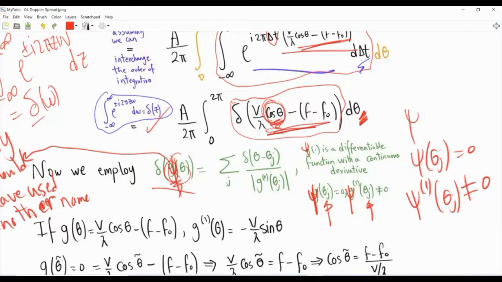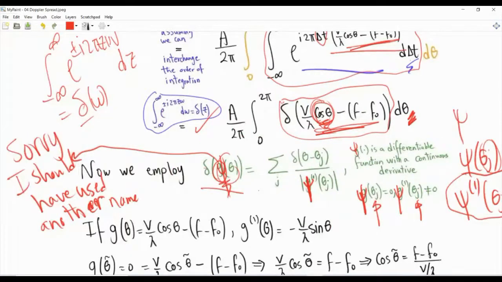If all these conditions are satisfied, then delta of psi of theta can be written as a sum, because maybe the function is equal to 0 at several theta j's. It is a summation of Dirac delta of theta minus theta j, divided by the first derivative of the function psi evaluated at theta j. You can appreciate why this condition is needed: we divide by the value of the first derivative, so we don't want to divide by 0.